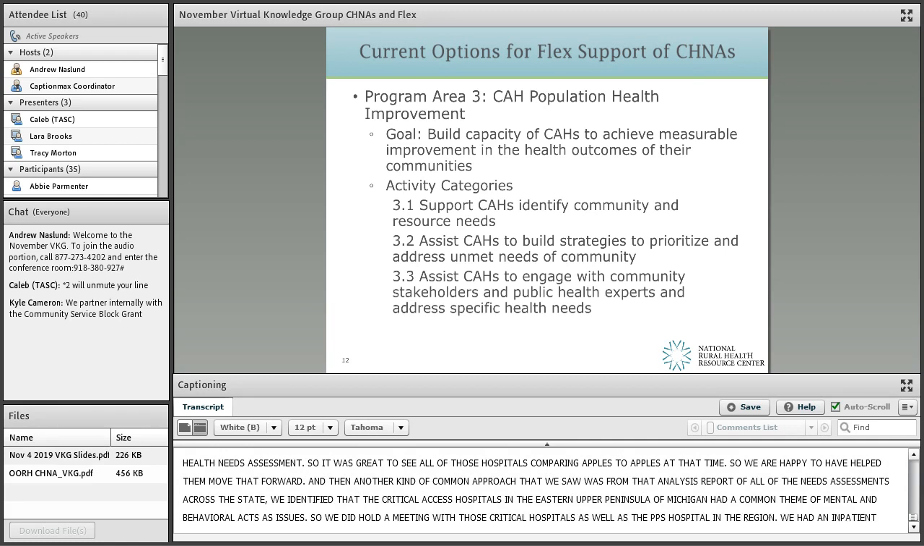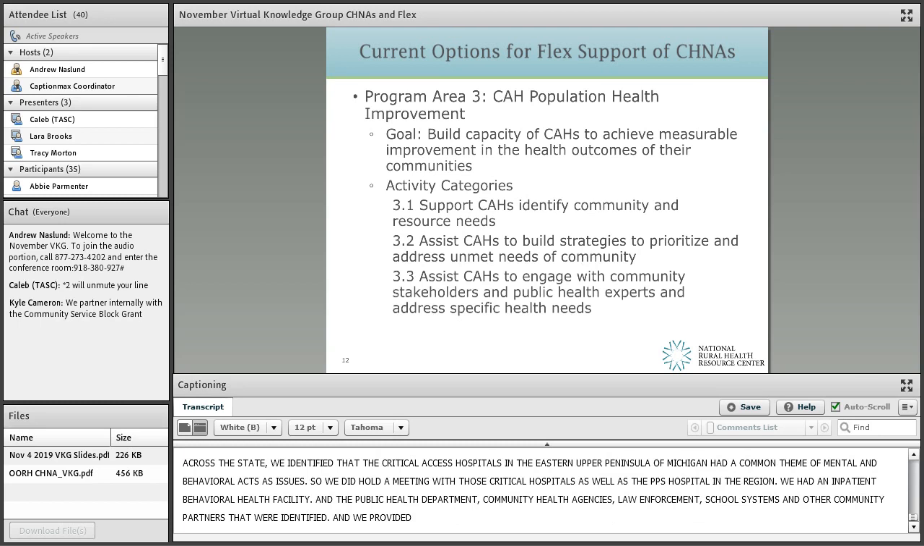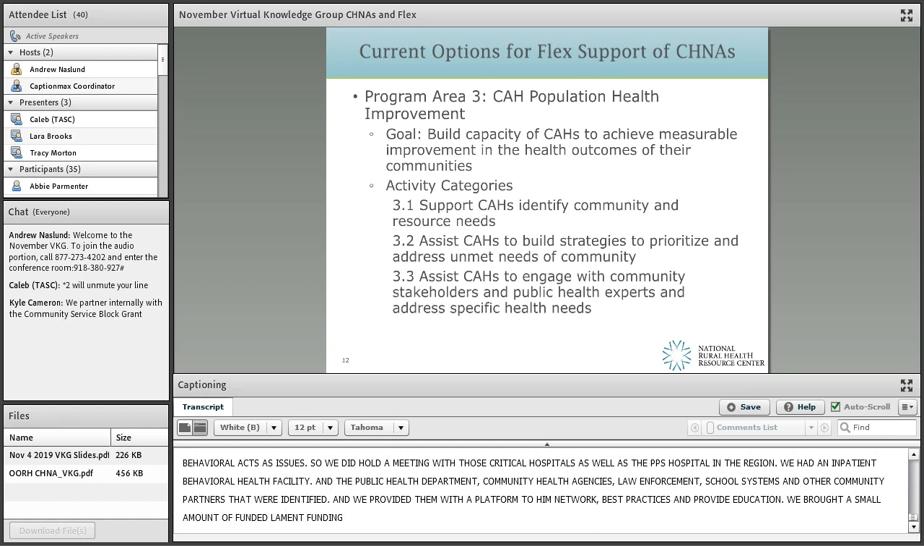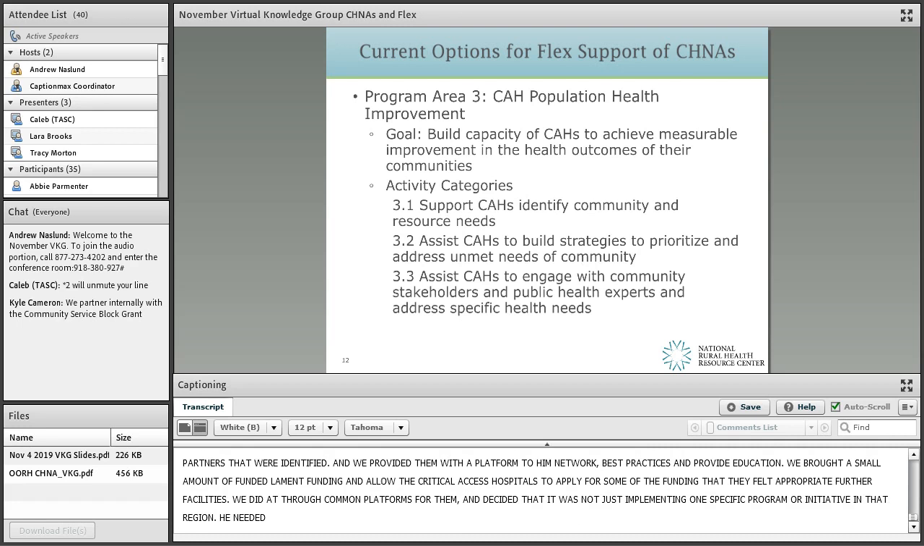They found, not surprisingly, that the cost of health insurance and the cost of medications for seniors were both top concerns for their community, along with cancer being a top health concern. They also identified major barriers to accessing adequate health care, a shortage of specialists and primary care providers within the region, which isn't shocking given what we know from other data sources. Their top economic challenge was a lack of jobs with livable wages. It was really a regional approach to the community health needs assessment, so it was great to see all of those hospitals comparing apples to apples. We were happy to have helped them move that forward.